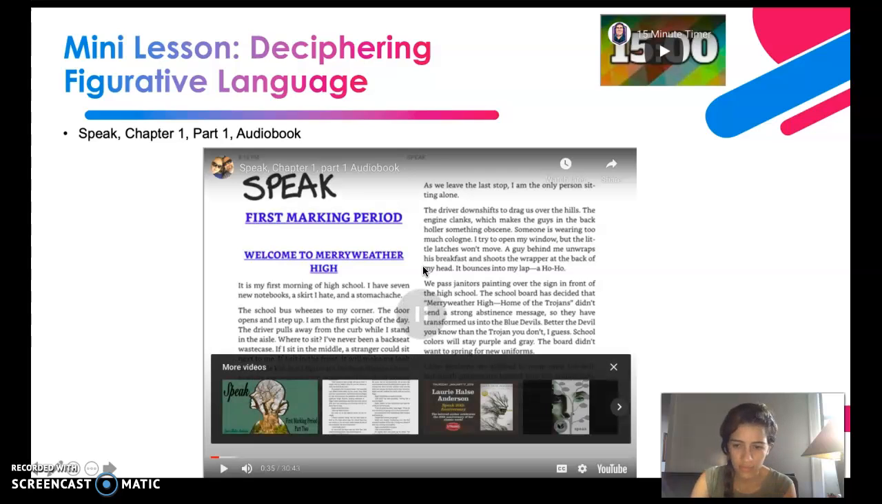Did anybody find maybe a literary element in this first paragraph?